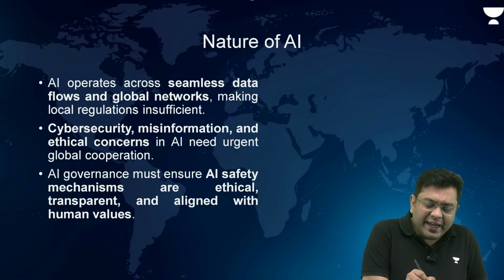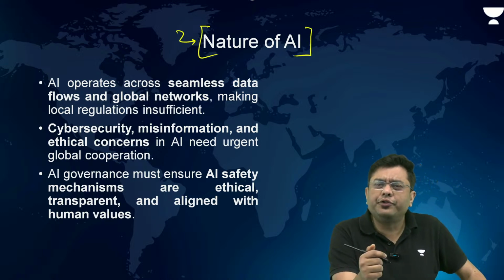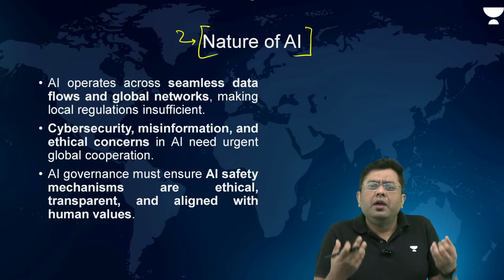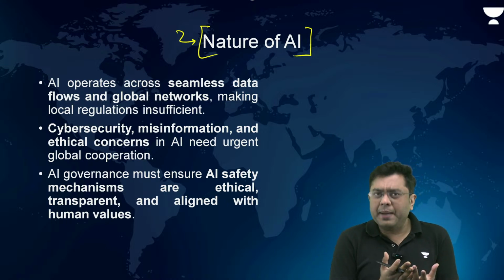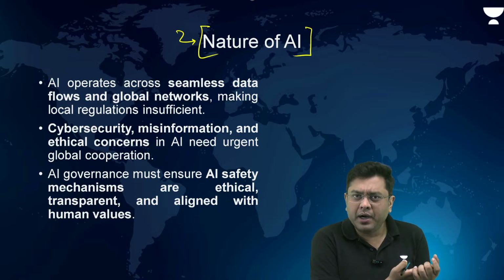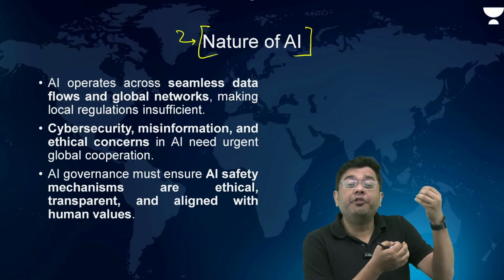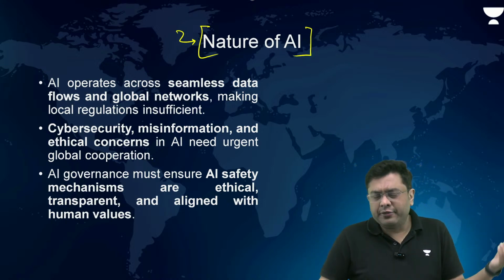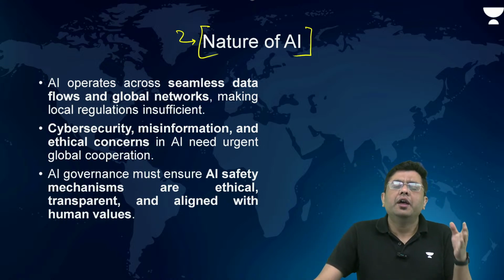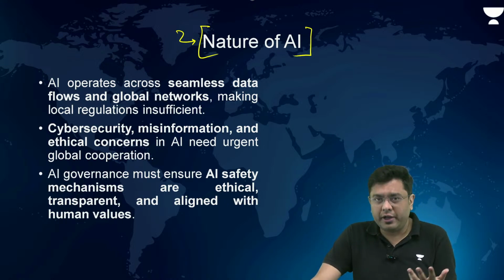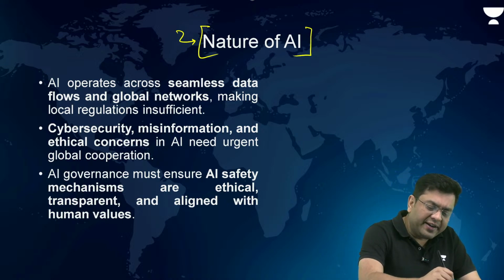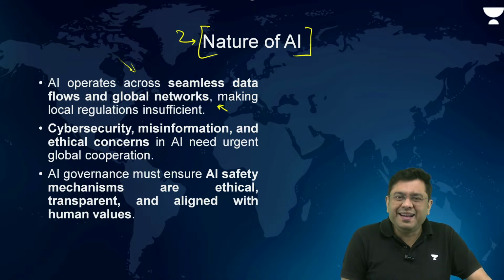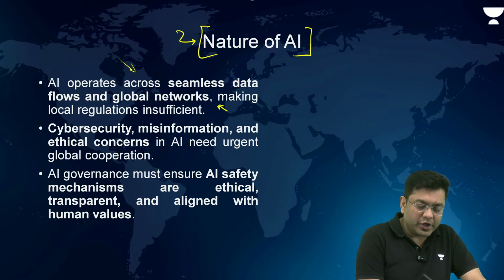But when we talk about the nature of AI, it does not work in isolation. So when these countries have come together for global governance, ideally the argument goes that everyone should be a part of it. India should be a collaborative member. India should seek itself to be one of the leaders in AI, right? We have missed various revolutions, the industrial, technological, all the revolutions. So the AI revolution is something which we cannot afford to miss. Now, AI operates across seamless data flows and global networks, making local regulations insufficient. So you need global collaboration.